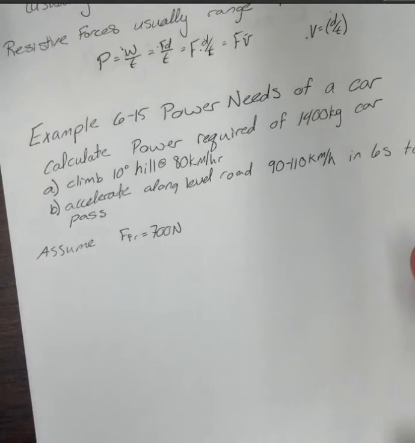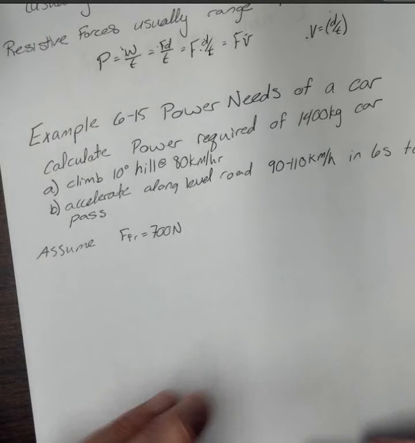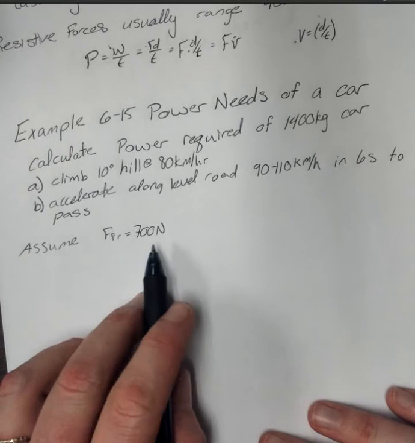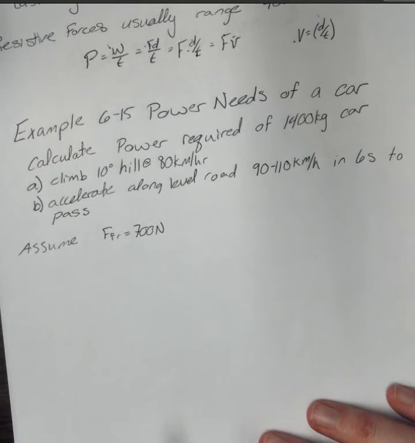So let's go ahead and take a look at some of the power needs of a car. We're going to be calculating the power required of a 1,400 kilogram car, and we're going to look at it as the car climbs up a 10-degree hill at 80 kilometers per hour. And we're also going to consider the power required for the car to accelerate along a level road from 90 to 110 kilometers an hour in 6 seconds to pass another car. For both of these cases, we're going to assume that the force of friction, or the resistive force that the engine must overcome, is 700 newtons.